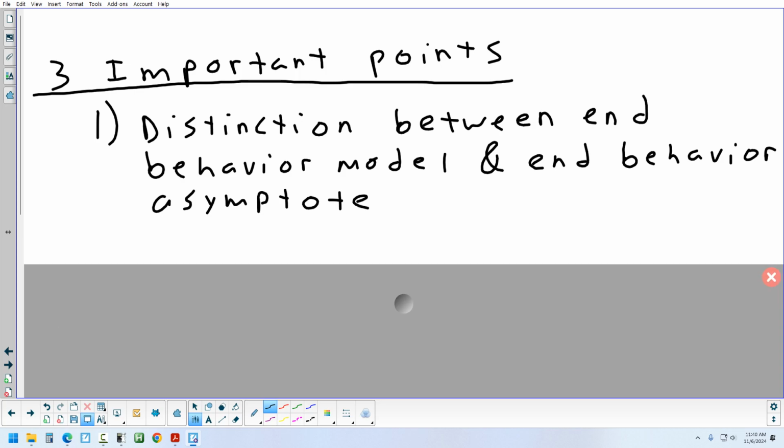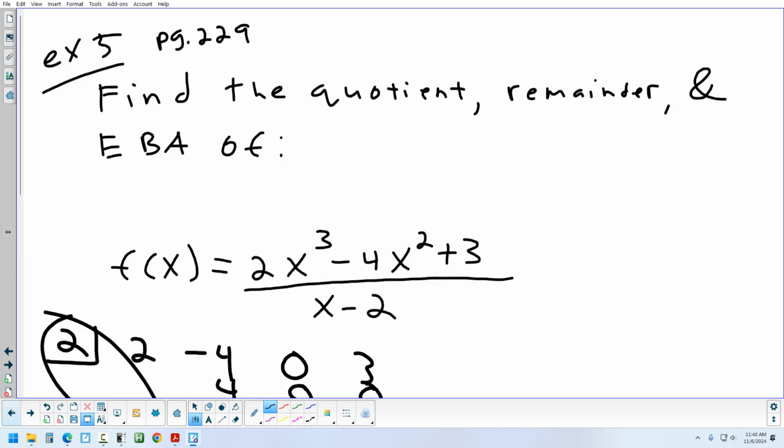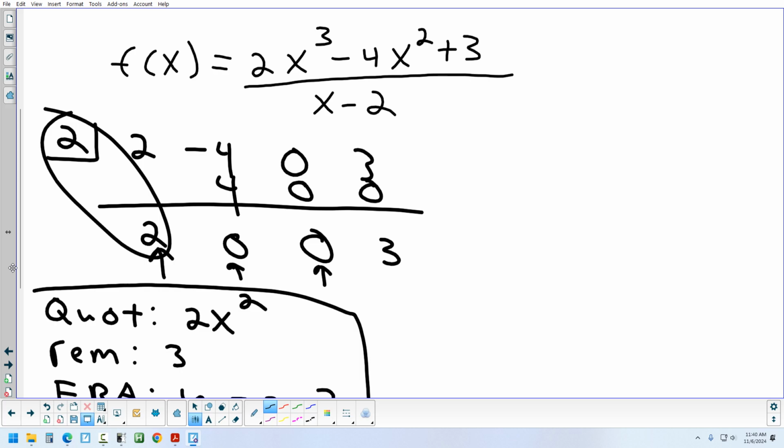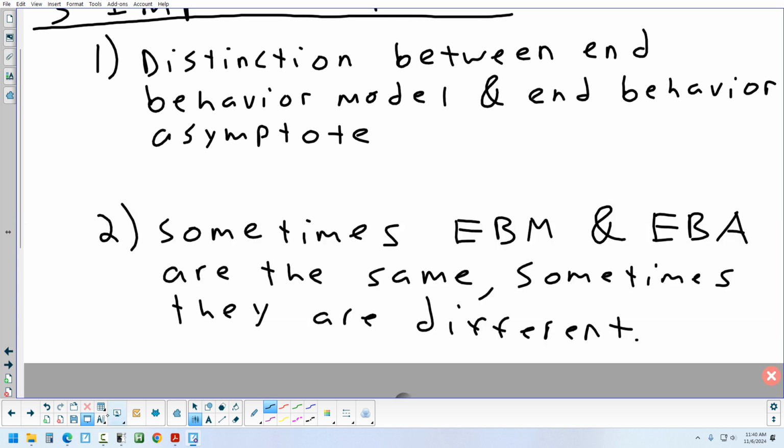And there's a difference in how you calculate them. The EBM is easier. It's just the highest degree term in the top divided by the highest degree term in the bottom. That's pretty quick. The EBA is longer. With EBA, you have to do synthetic division or long division. Now, even though the way that you calculate each one of them is different, sometimes they could come out the same, sometimes they could come out different.